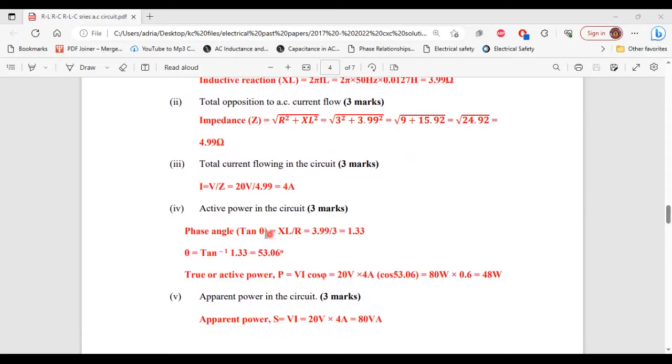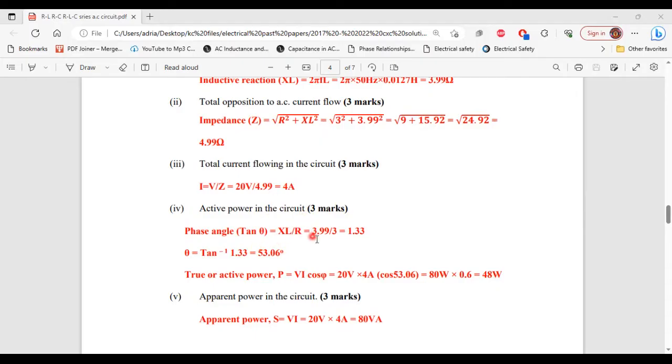So part 4, it says to calculate the active power in the circuit. The first thing that we'll have to do is to calculate the phase angle. So tan theta is equal to XL divided by R.